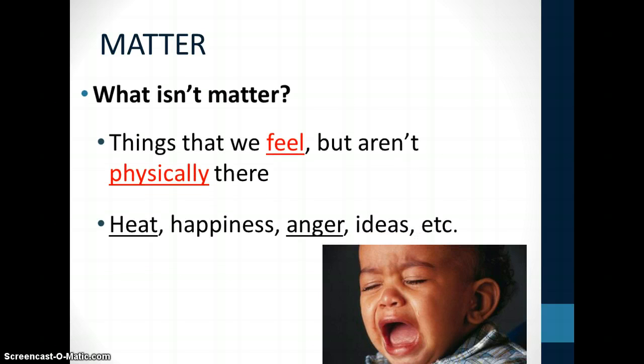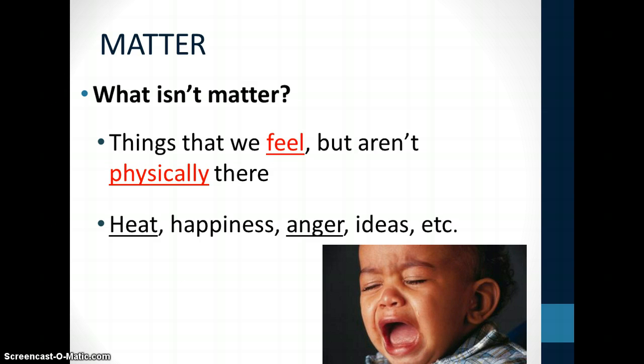What isn't matter then? I'm sure you're wondering. Things that we can feel but aren't physically there are not matter. For example, heat, happiness, anger, ideas. These are four things that are not composed of matter.